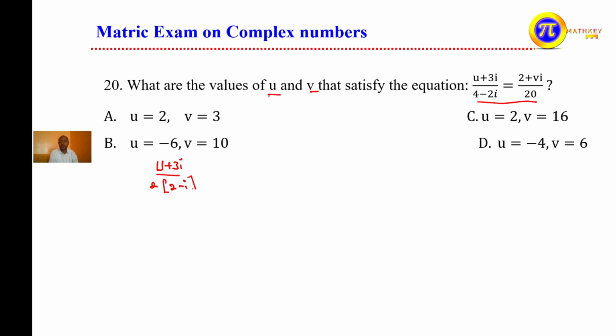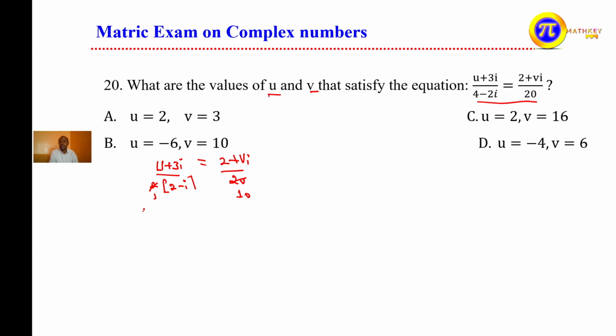This is equivalent to 2 plus Vi over 20. Here we have 2 in the denominator and 20 also in the denominator. We cancel this by 2, this is 1, and this by 2, and we have 10. After that, we can cross-multiply these values.